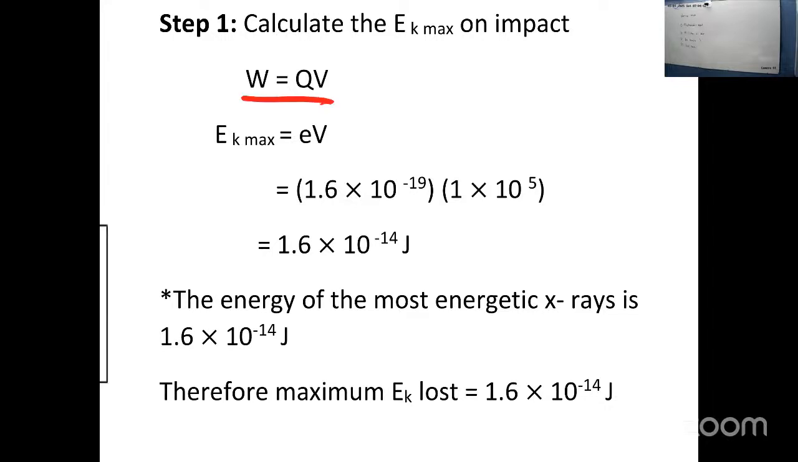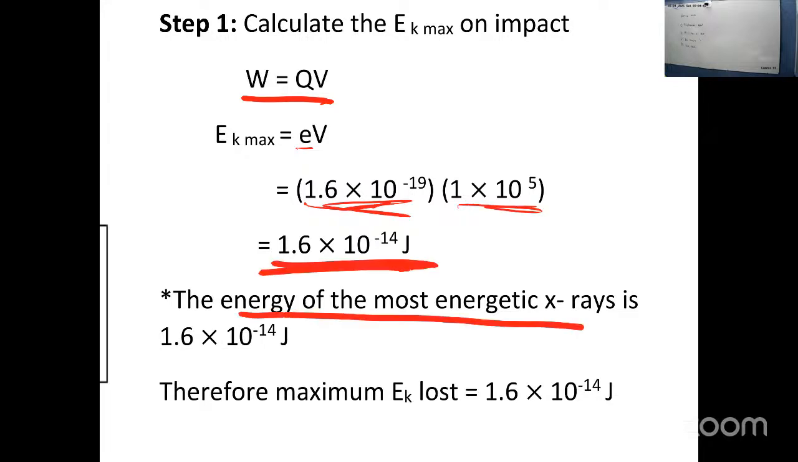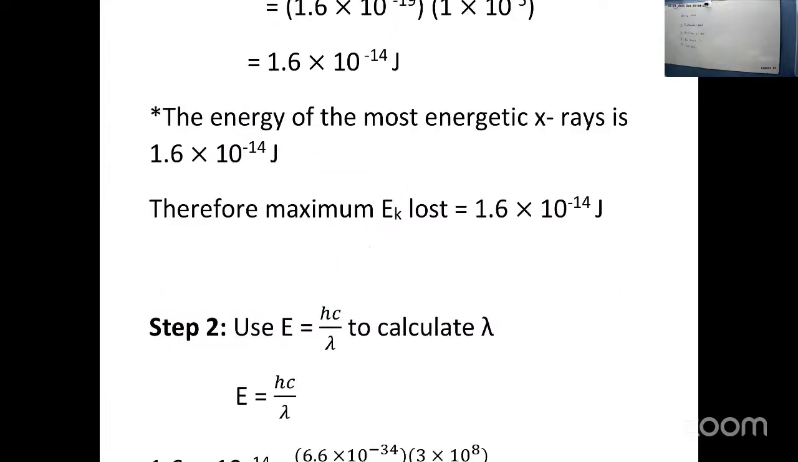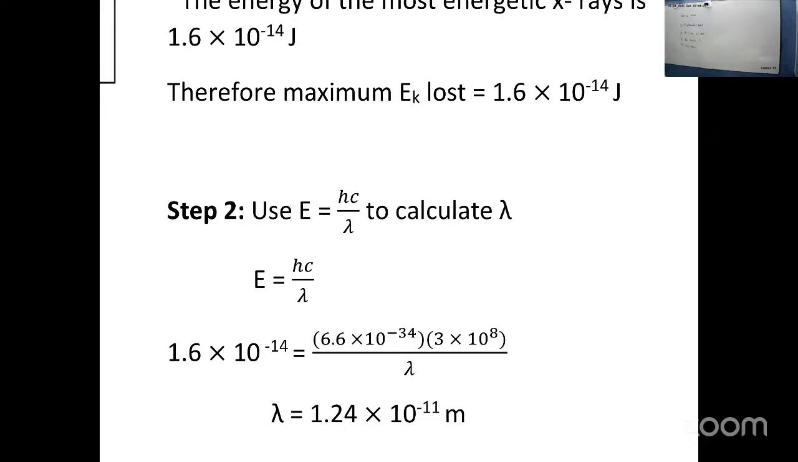That's the formula. You multiply the charge of the electron by the voltage, and you get the energy. So the most energetic X-rays will have that amount of energy. And if we know the energy, we can use E = hc/λ, right? hc over lambda, and we get that. All these are constants.